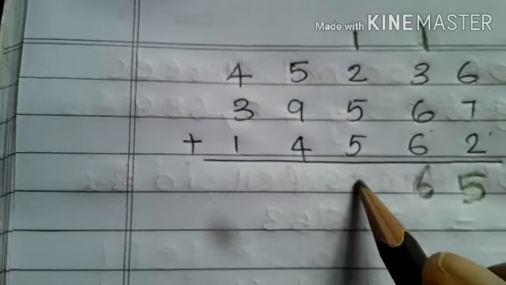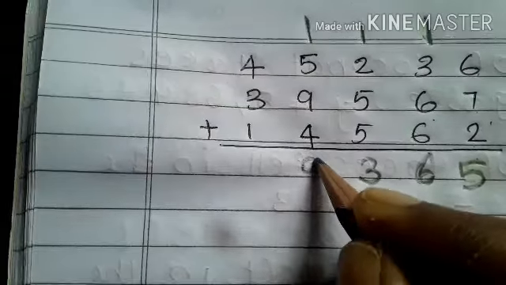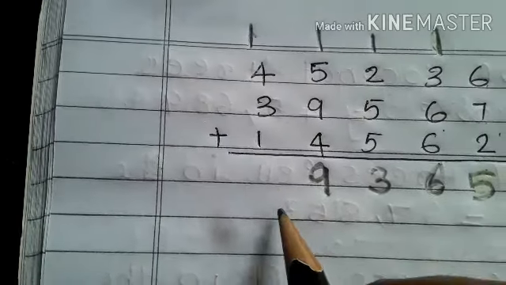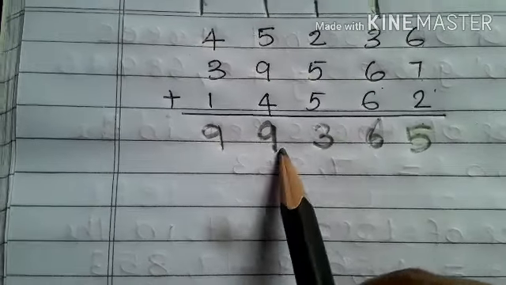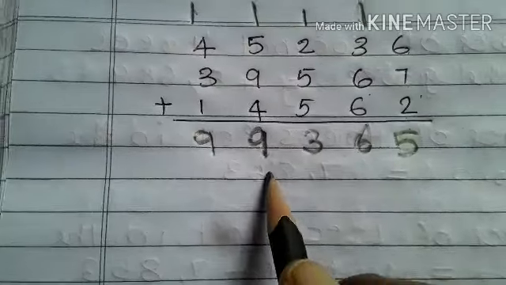Then add the numbers, we get 13. 3 right here, 1 carried over in thousands place. When we add the numbers, we get 19. 9 right here, 1 carried over in 10,000s place. Then add the numbers, we get 9. So the answer is 99,365.